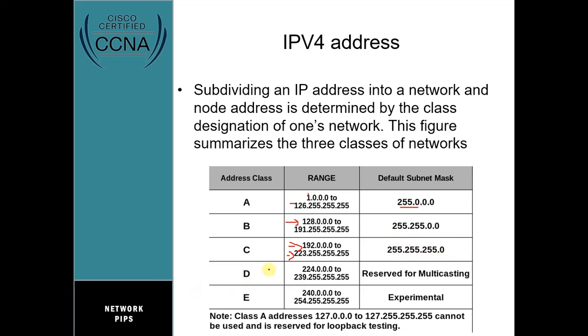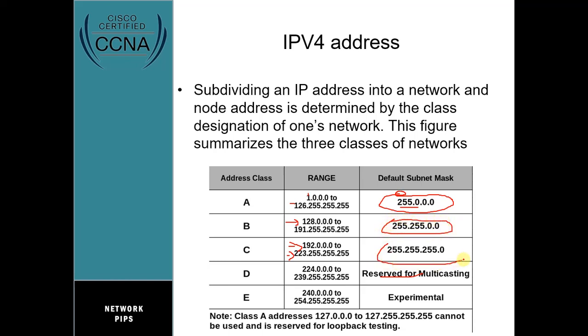We have another one, class D, which ranges from 224 to 239, reserved for multicasting. We're going to learn what multicasting is later on in this course. Then we also have class E, which is 240 to 254, reserved for experimental purposes. The difference between these classes is how many valid addresses are on each one. Class A has the highest number of addresses, followed by class B, then class C.